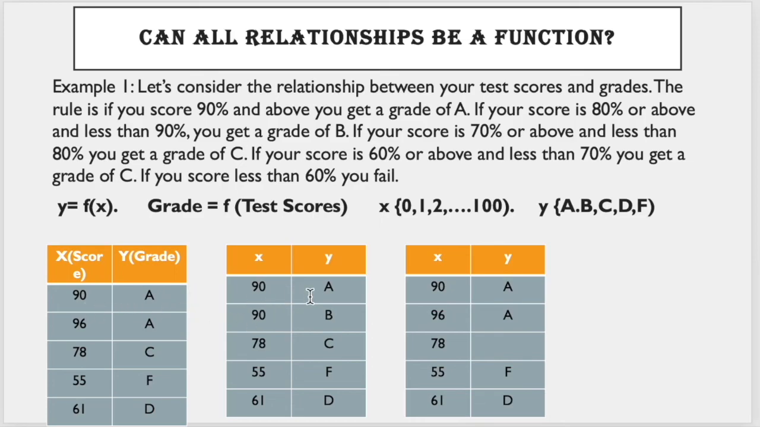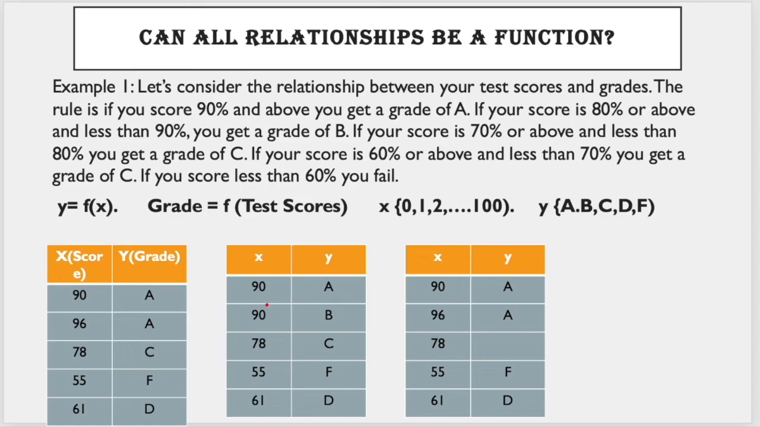Let's look at the second function table. We have input values 90, then another 90, 78, 55, and 61. In the output values, 90 corresponds to A, and another 90 corresponds to B, 78 corresponds to C, 55 to F, and 61 to D. Does this function table look right? It does not. And why?